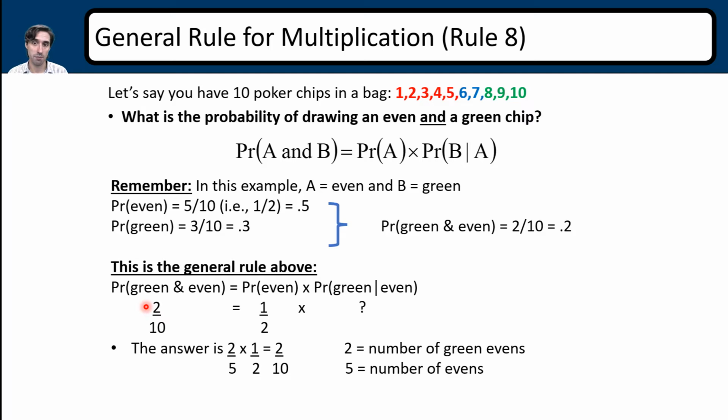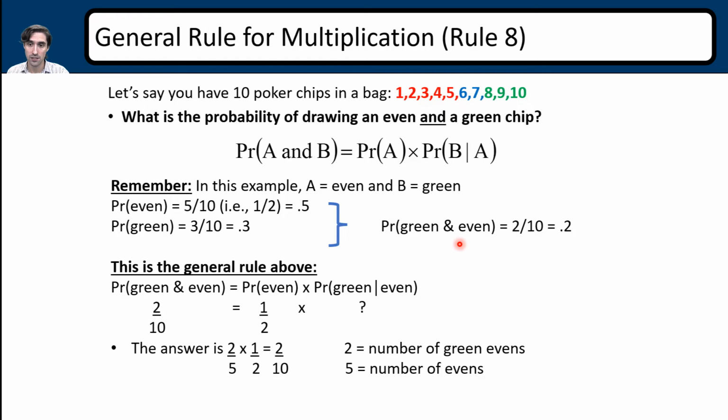Let's say you have 10 poker chips in a bag. The first 5 are red, the next 2 are blue, and the next 3 are green. So what is the probability of drawing an even and a green chip? So we need to find the probability of each of these, which relates back to rules 7 and 8. The probability of the even numbers is half of them, half of 10, so that is 0.5 or 50%. And the probability of green, there's 3 out of 10, so you do 3 divided by 10.